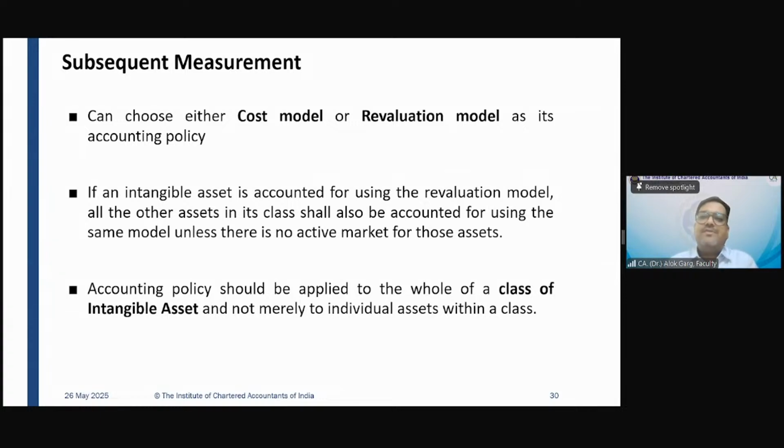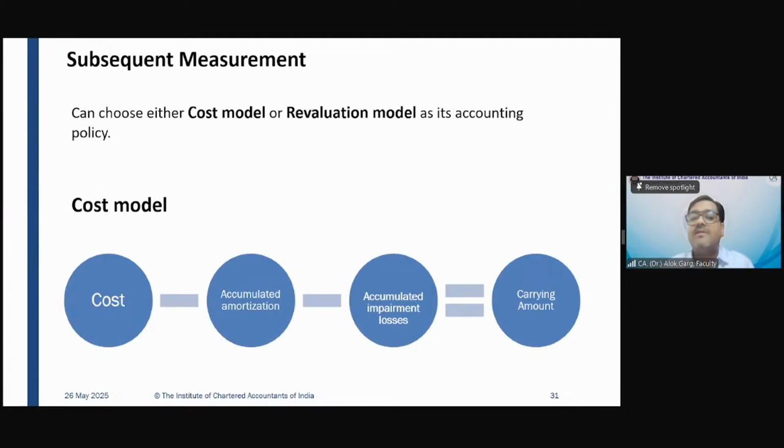So friends, just like PPE, the subsequent measurement on the reporting date. Intangible assets are also required to be measured at cost model or revaluation model. Now you are aware of the cost model and revaluation model. In cost model, the carrying value is determined by what? By cost minus accumulated amortization minus accumulated impairment loss. This is your carrying amount.